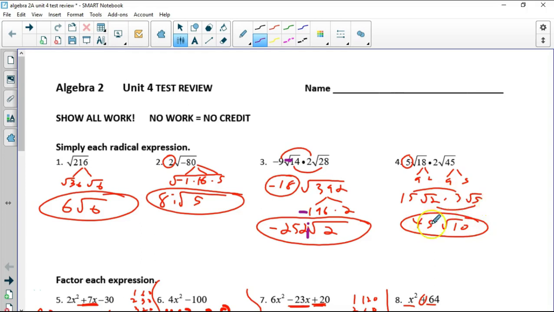And one more quick correction. Silly mistake here. I circled my 5 to remind myself of this, but I forgot to circle the 2. So this 3 came out and should multiply by the 2, which would have given me 6 here. And thereby 6 times 15 would give me 90 square root of 10. So just another slight correction. That's it.